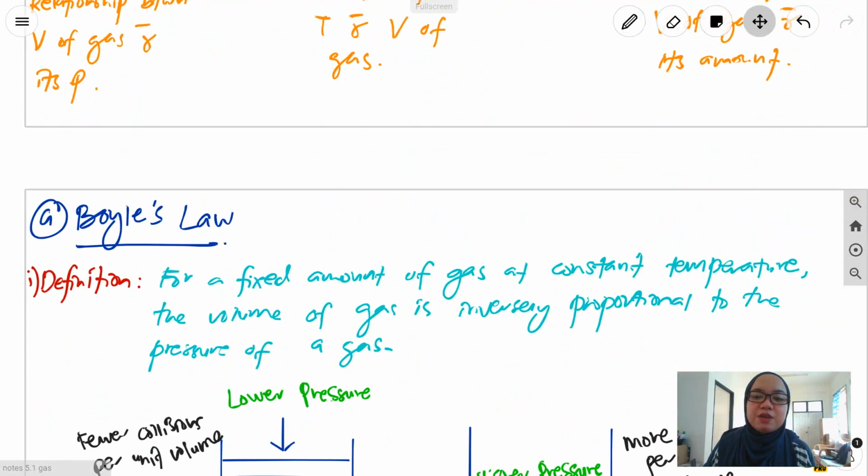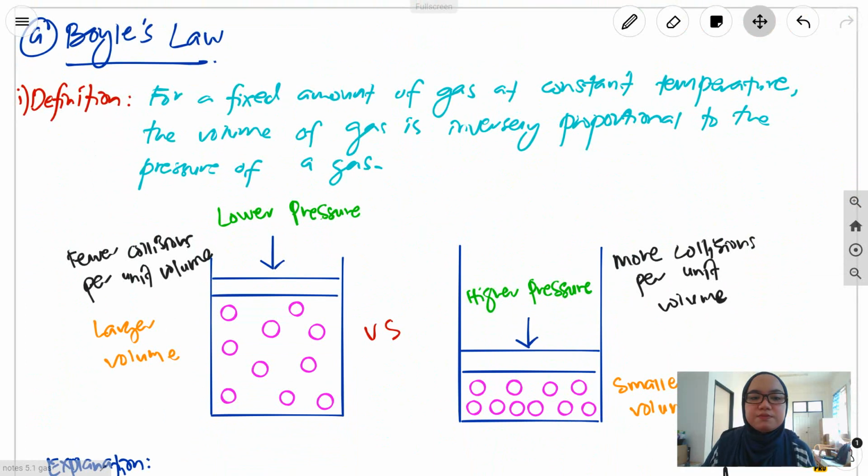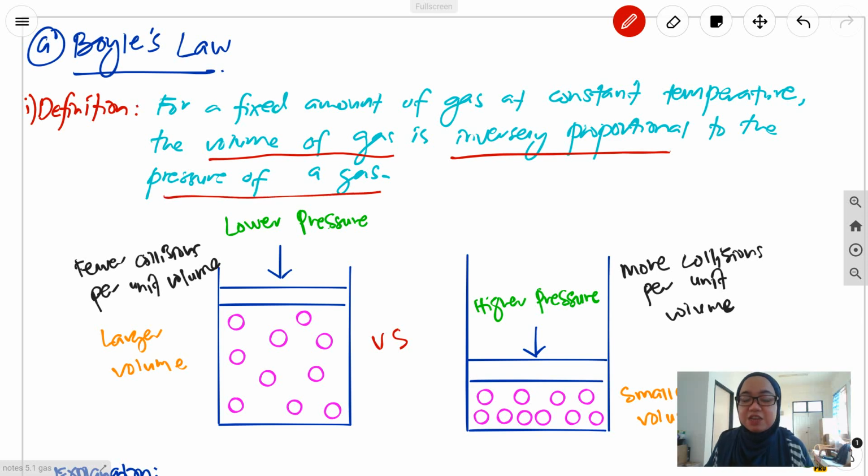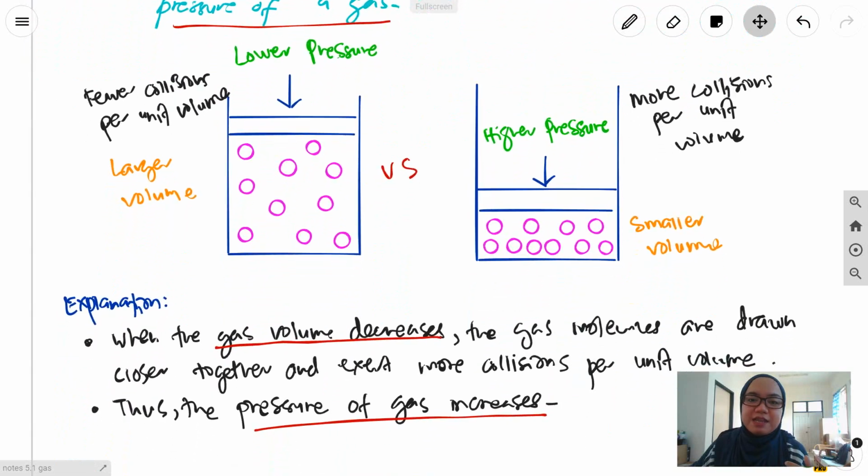First, let's look at what Boyle's law is. Boyle's law states that for a fixed amount of gas at constant temperature, the volume of gas is inversely proportional to the pressure of the gas. Inversely proportional. That means when the volume of gas increases, the pressure decreases. It's inversely proportional. Okay, so now let's look at this picture and its explanation.